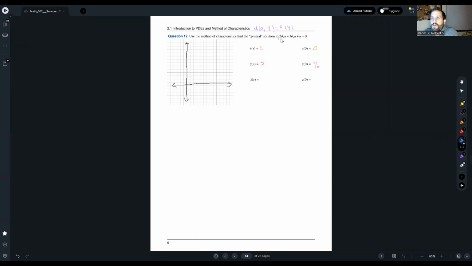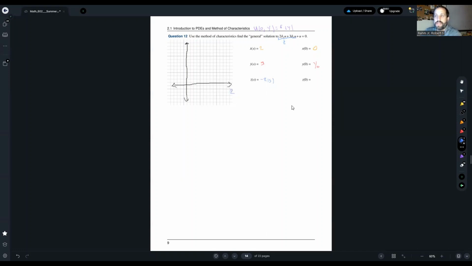Okay, but now look at what's happening with z of s. Again, this part right here is always going to be z dot. So this says z dot is equal to minus u. But remember, along the curve, u is equal to z. So in other words, z dot of s is equal to minus z of s. And z of 0, again, is just going to be equal to u of x of 0, y of 0.